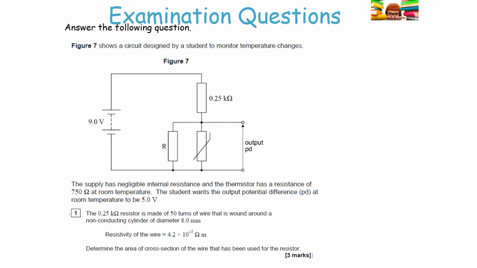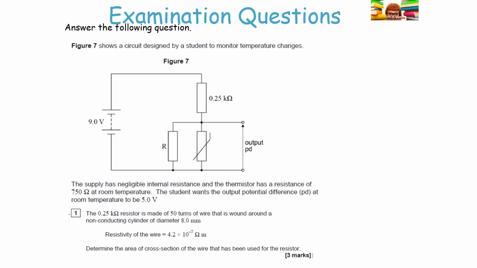Next question. Figure 7 shows a circuit designed by a student to monitor the temperature changes. The supply has a negligible internal resistance and the thermistor has a resistance of 750 ohms at room temperature. The student wants the output potential difference at room temperature to be 5 volts. Now, the 0.25 kilo ohm resistor is made of 50 turns of wire that is wound around a non-conducting cylinder of diameter 8 millimeters. You are given the resistivity of the wire, determine the cross-sectional area of the wire.